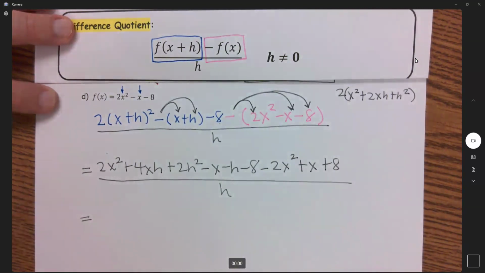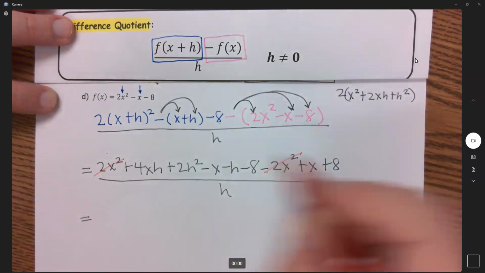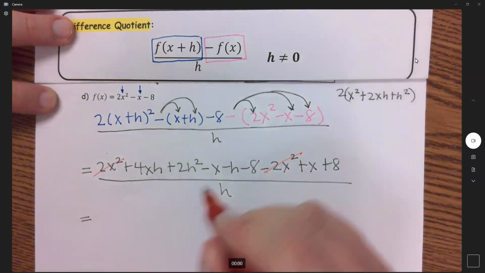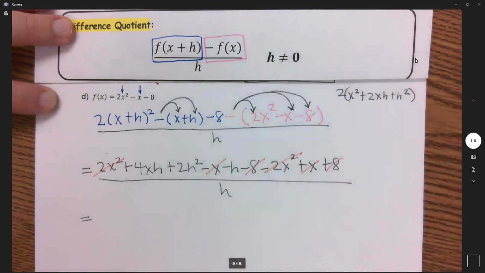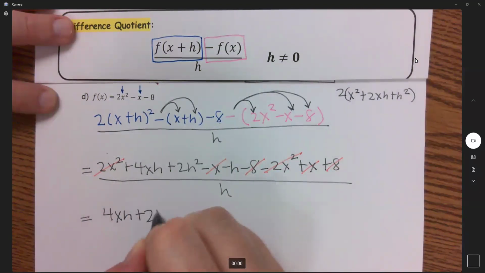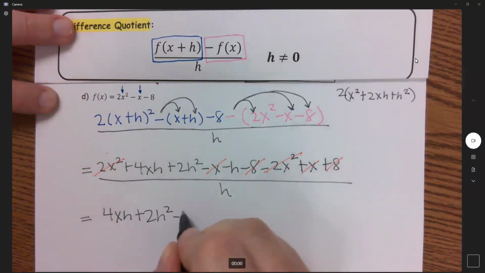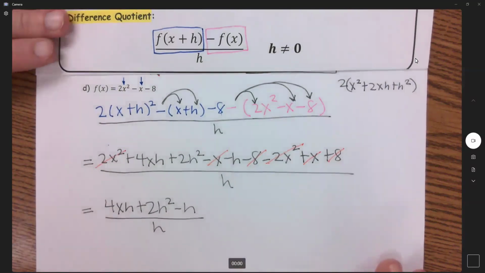A lot should cancel. Positive and negative 2x squared. We have a positive and negative x, and a negative and positive 8. So we're left with 4xh plus 2h squared minus h all over h.